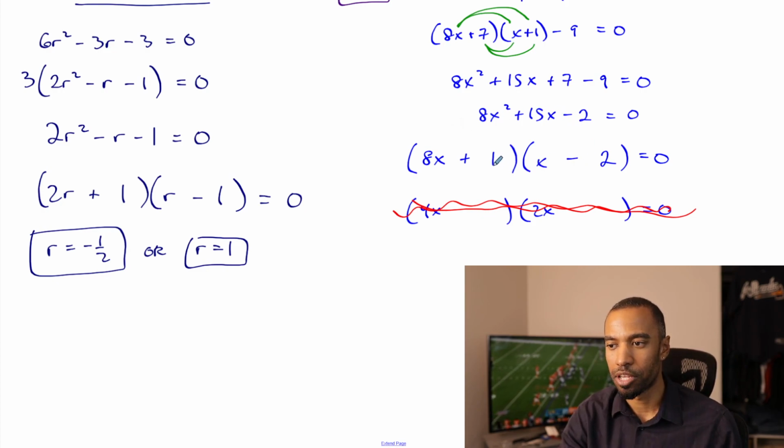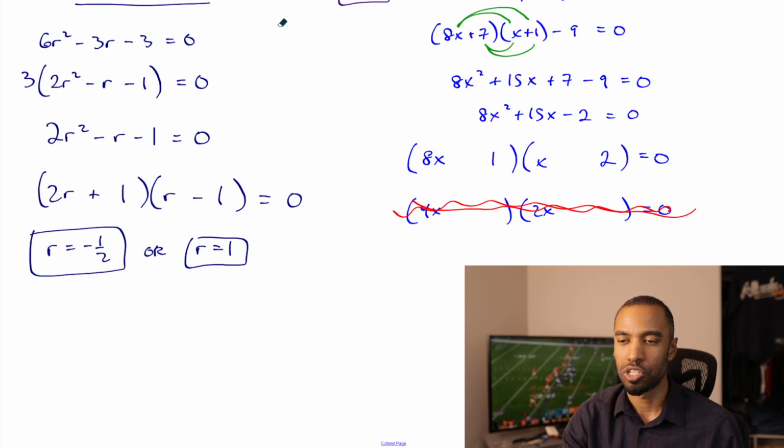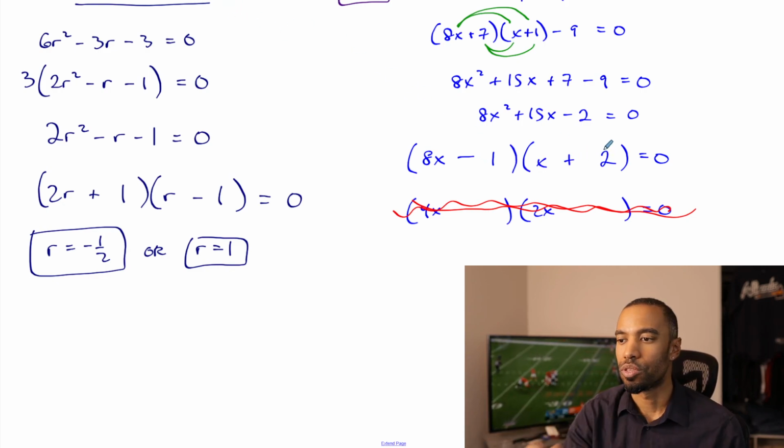Negative 16 plus 1 is negative 15. All right. Right number. Wrong spot in plus and minus. Switch the minus and plus. We're good. There it is. All right, so there's the factorization.